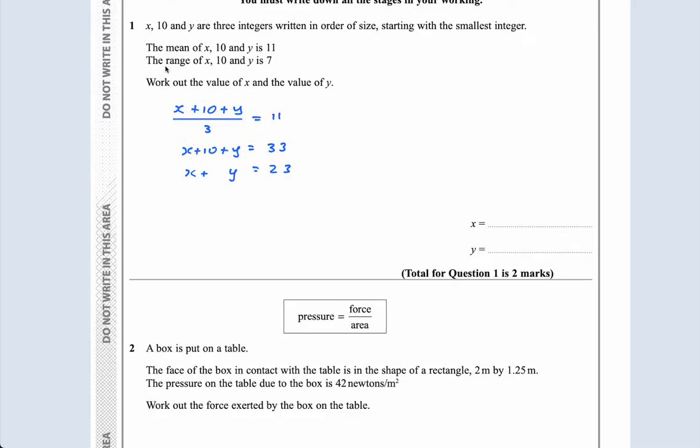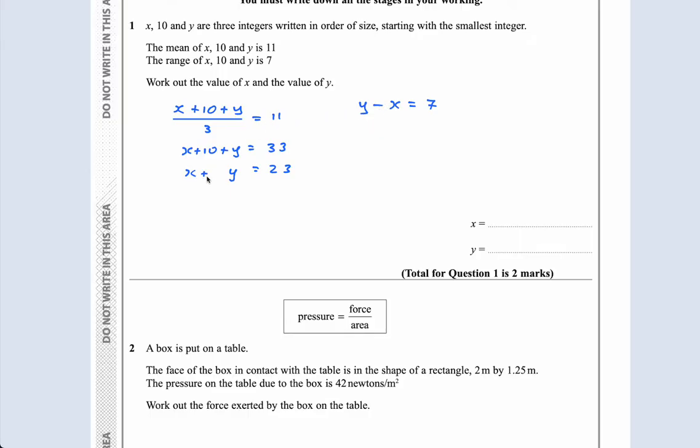It says the range of x, 10, and y is 7. Now the biggest number is y, because it says it's in order of size, and the smallest number is x. So y minus x is equal to 7. That's the range: biggest minus smallest is equal to 7. And now you have two equations, and you can solve them simultaneously however you like.